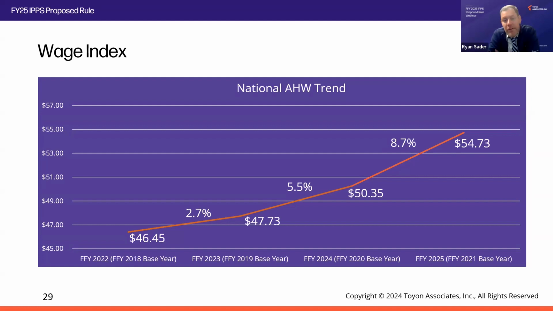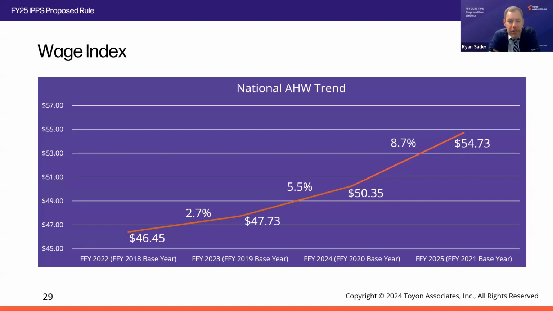And then, 23 to 24, we're kind of getting closer to COVID years. What happened? 2.7 to 5.5. Whoa, we had a pretty big jump. Now, all of a sudden, we see an 8.7% jump. Our national average hourly wage is going from $50.35 to $54.73. 8.7%, folks, is a big number, right? And it's actually closer to 9 based on the April PUF that was just released.